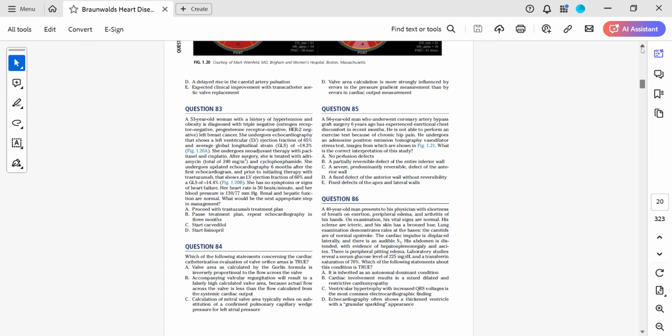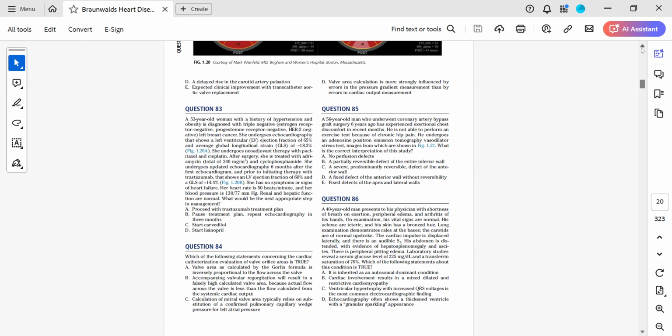Okay, so question number 84. Which of the following statements concerning cardiac catheterization evaluation of valve orifice areas is true? So the background is that for a better estimation or determination of valve areas when planning for valve replacement surgeries, cardiac catheterization can actually be employed.